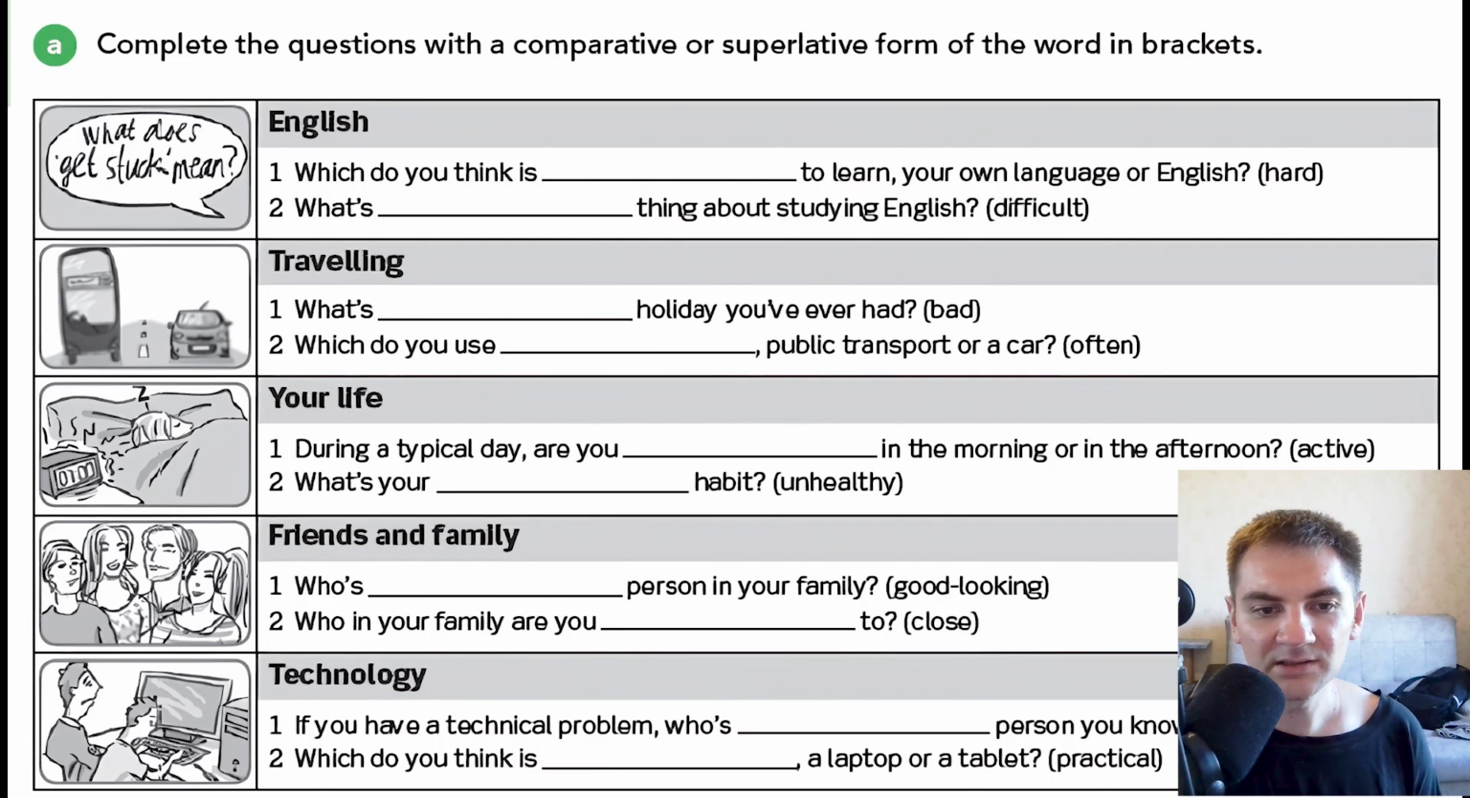Okay, next is, who in your family are you the closest to? Okay, it's a difficult question because I'm quite close to all members of my family. But I think, of course, I'm closest to my mother because we spent a lot of time together and used to spend a lot of time together and so on. That's why it makes sense that I'm closest to my mother.